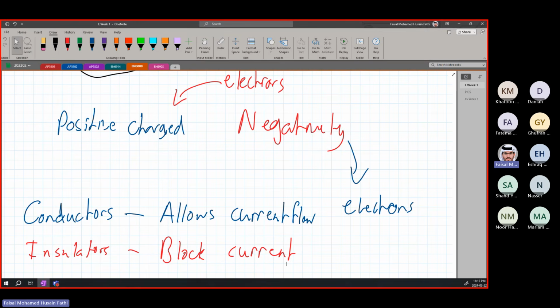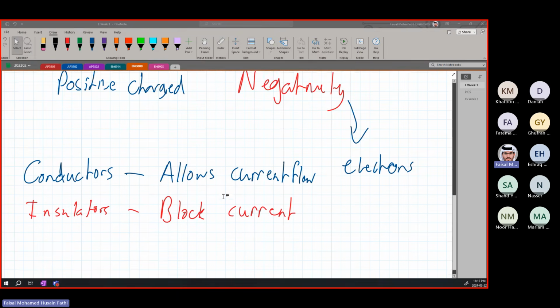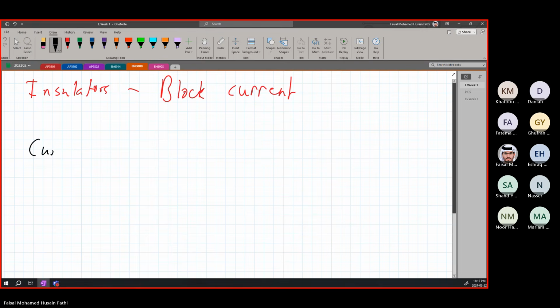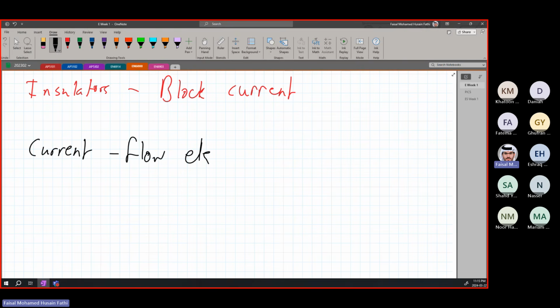So if we go now to the electrical part, like electrical definitions, what is current in general? Current is, like I said, the flow of electrons. Like you saw earlier, it depends on the availability of valence electrons, it depends on the material, it depends on a lot of things.